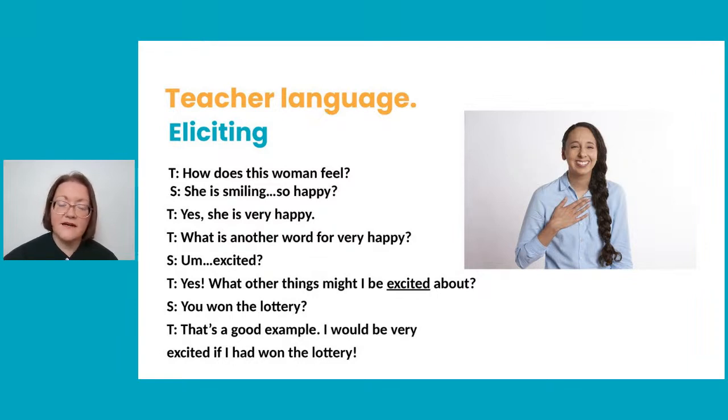So yes, what other things might I be excited about? You won the lottery? That's a good example. I would be very excited if I'd won the lottery. All right. So this is what we mean by eliciting. Okay, we're leading our students down the path. All right, we want them to tell us the new word before we tell them. Okay, this is a key part of EFL teaching. Yeah, and we need you to demonstrate this in your teacher language. You'll read a lot about this in the course material.